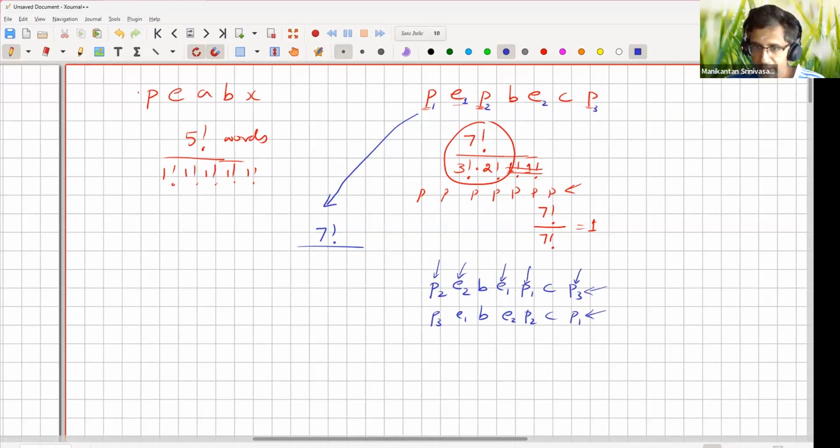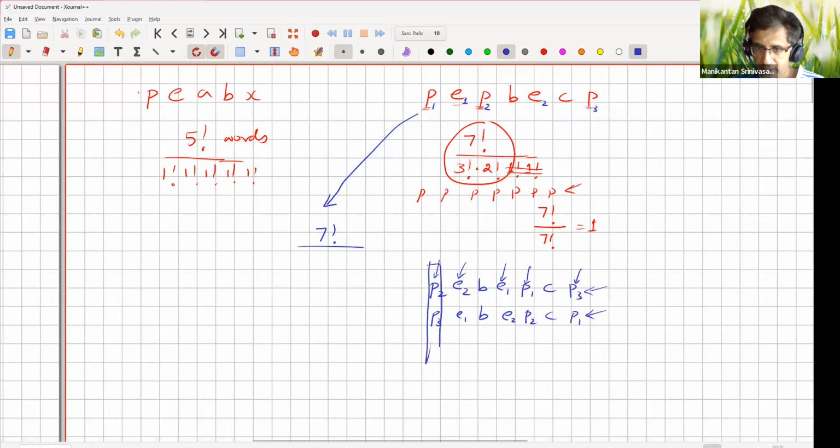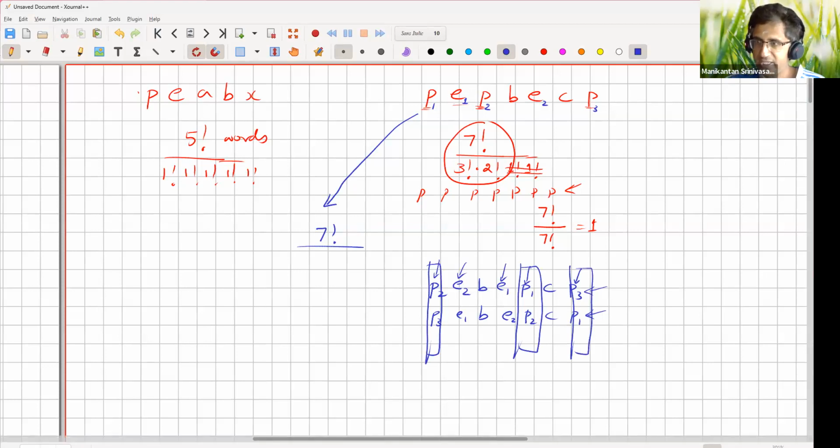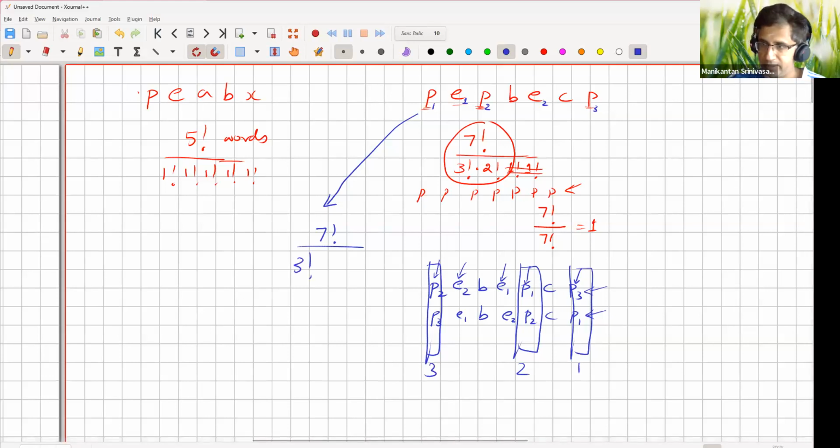Now, how many times are they getting treated separately? It's like asking, in this spot, that's the P spot. This is another P spot, and this is another P spot. In how many ways can I arrange the 3 P's between these 3 spots? That's 3 factorial, right? I could put any one of the 3 P's here, any one of the remaining 2, any one of the remaining 1. All of those 6 different ways of arranging are all exactly the same word, but we are counting them separately. Therefore, we are double counting by 3 factorial times.